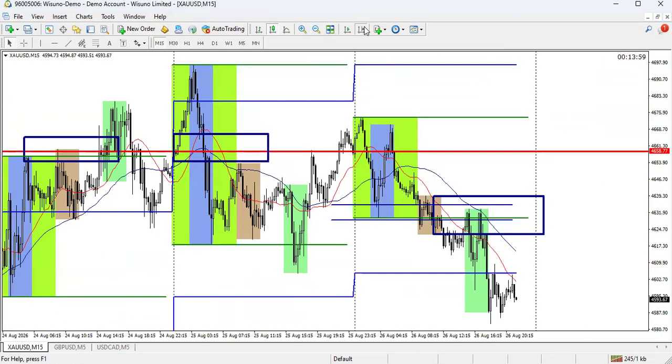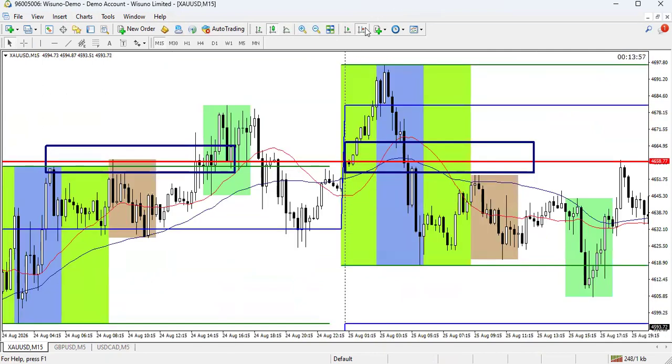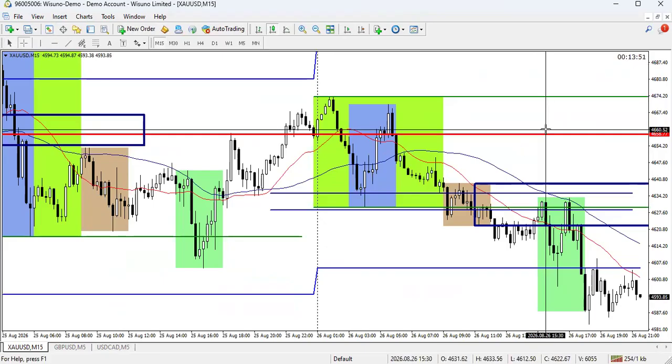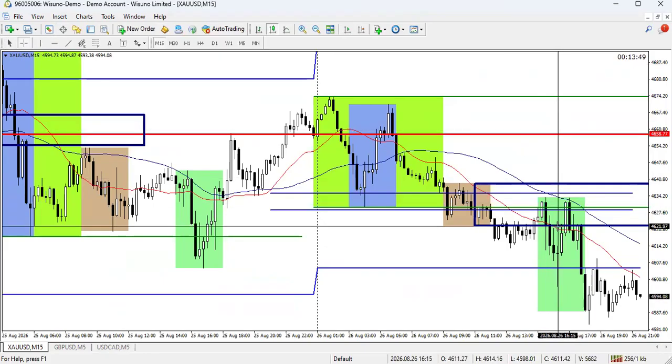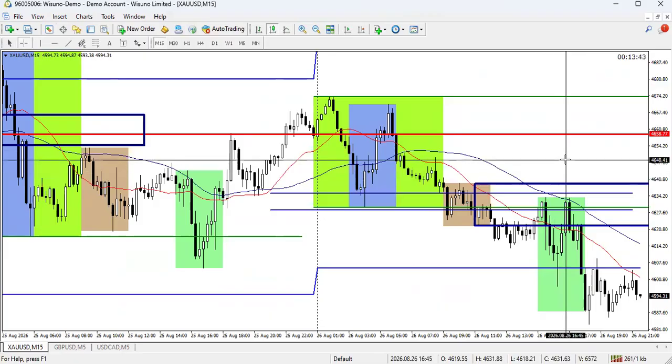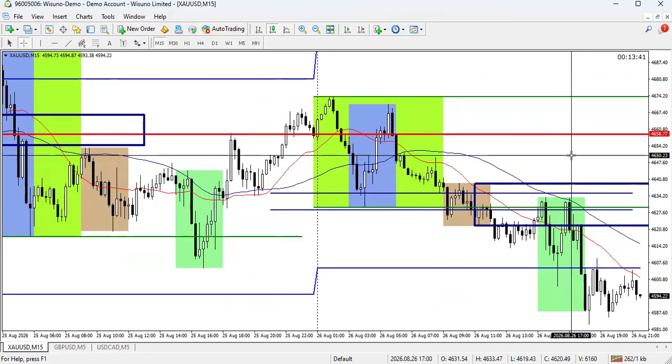I entered, but unfortunately I entered late. Shame on me, but that was a very nice entry. You could have sold at 3 p.m. for a quick scalp up to the low of the day, but then you had this very nice trade during New York. Here, this was a very nice trade.